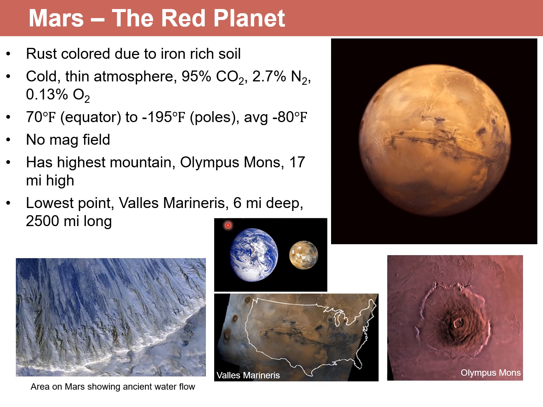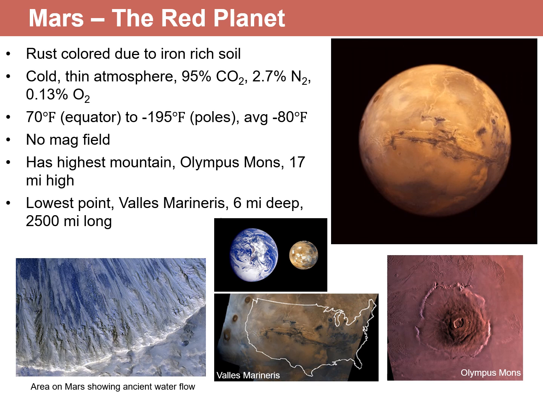You can see here that Mars is about a fifth of the size of the Earth. You can see here a comparison of Earth and Mars. Mars also has the highest mountain in the solar system. That mountain is called Olympus Mons. It's 17 miles high. Here is a photograph taken of Olympus Mons on the planet Mars.